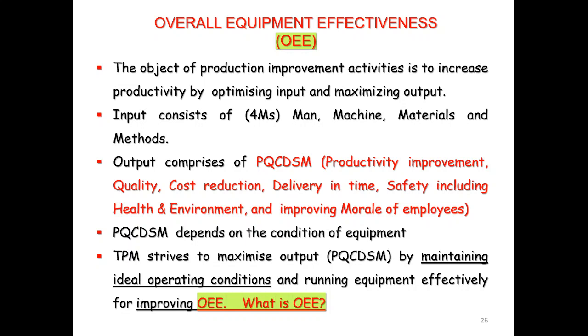Now PQCDSM all depend on the condition of the production equipment, that is machines need to be maintained in ideal condition. How to improve the condition of machines? TPM strives to maximize PQCDSM outputs by maintaining rated operating conditions, running equipment effectively by improving OEE, that is overall equipment effectiveness, by following TPM methodology. Why do we need to check the OEE of production machines?